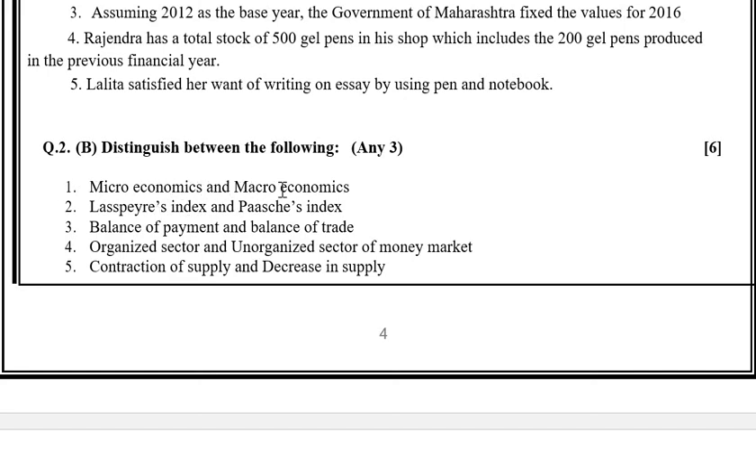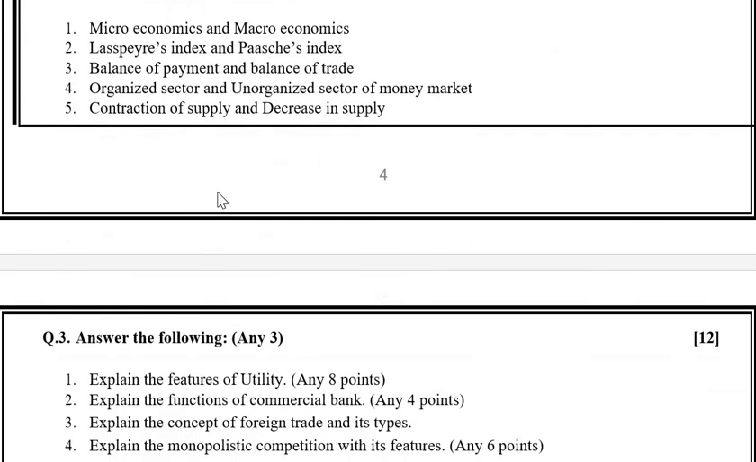First, microeconomics and macroeconomics. Second, Laspeyres index and Paasche index. Third, balance of payment and balance of trade. Fourth, organized sector and unorganized sector of the money market. Fifth, contraction of supply and decrease in supply. Quickly you have to write the maximum 3 points here. Okay, 6 marks I have already told you.